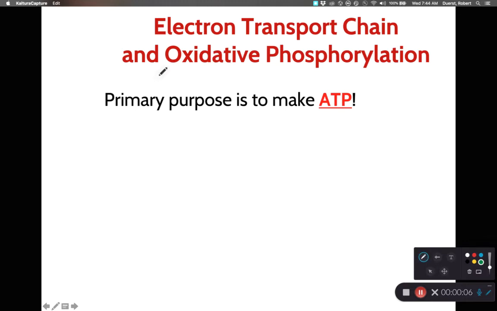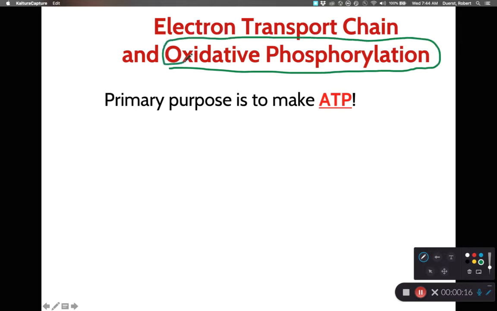Hi class, in this recording we're going to be focusing on the electron transport chain and how we use it for oxidative phosphorylation. Oxidative phosphorylation is a nice way of saying that we make ATP at the end. This is a name for how we make the ATP. So when we think of the electron transport chain, the ETC, its purpose is to make ATP and make lots of it. We want to pump out as much ATP as possible.